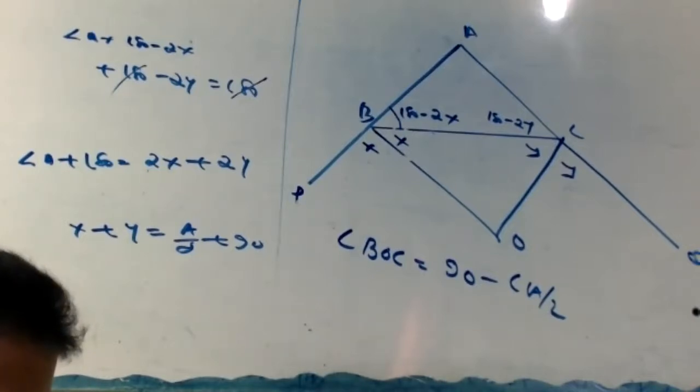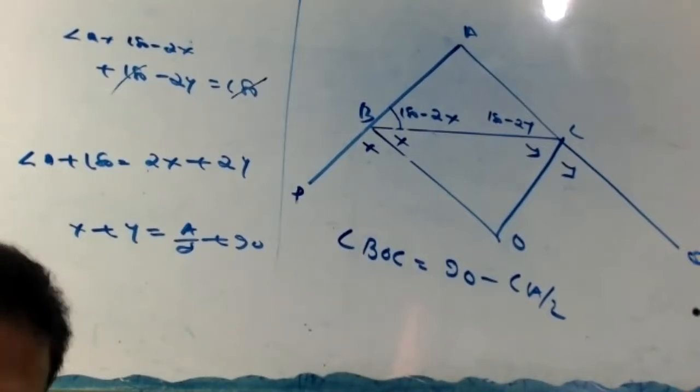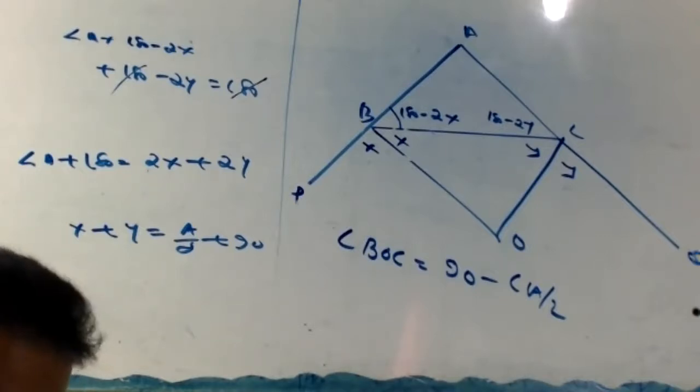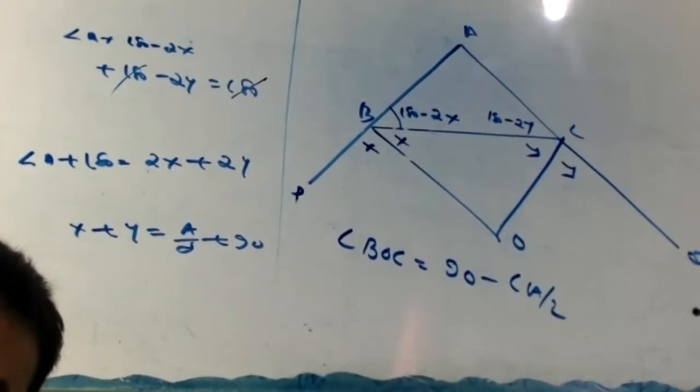Okay, now to prove, next line, to prove angle BOC equal to 90 minus angle A by 2. Angle BOC equal to 90 minus angle A by 2. Okay. You did the figure now, right? You have the figure with you, right?